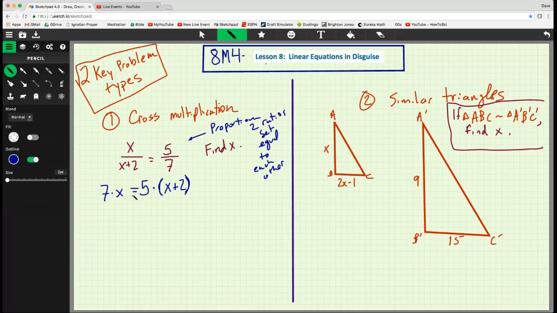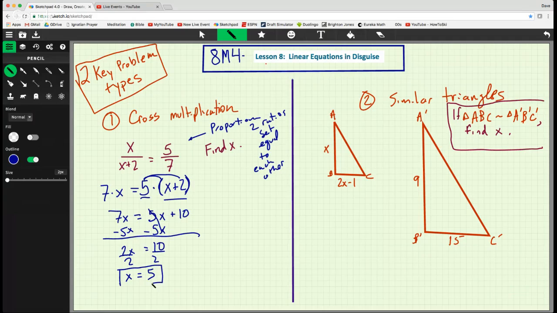So now we have a problem, and we learned this yesterday. What do we do when we see this? We distribute. So let's draw our distribution arrows. On the right side we get 5x plus 10, and on the left we simply have 7x. Okay, it's all coming back from yesterday, hopefully. Let's continue to solve our problem. Subtract 5x from both sides, and we get 2x equals 10, since these cancel. Divide by 2. This should be getting more familiar to you now. We get x equals 5.